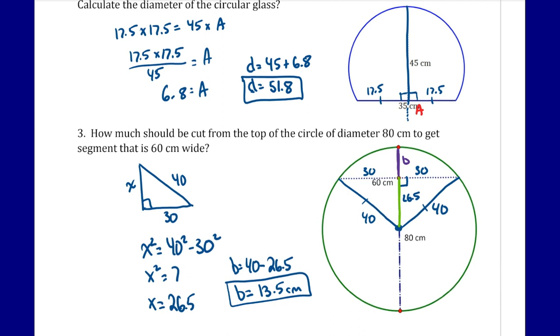Actually, going back, there was a slight calculation error. It should be the square root of 700. That still gives me the same value, 26.45, rounded up to 26.5. So it doesn't change it too much, just for clarity, it should be the square root of 700.